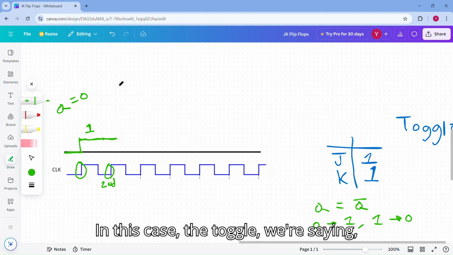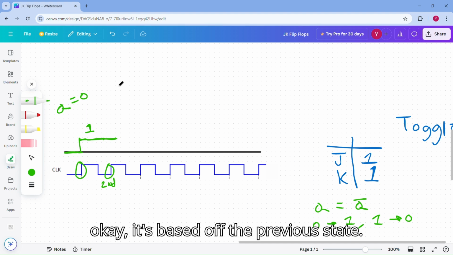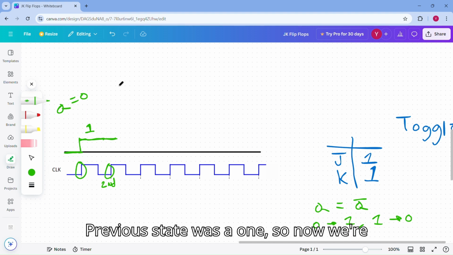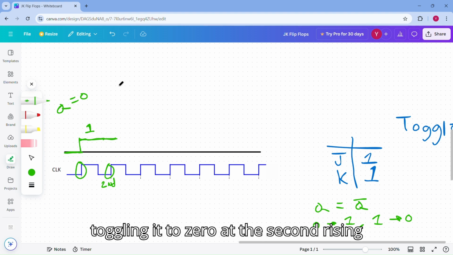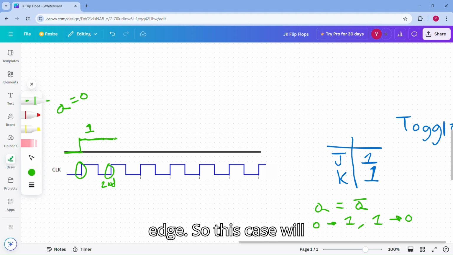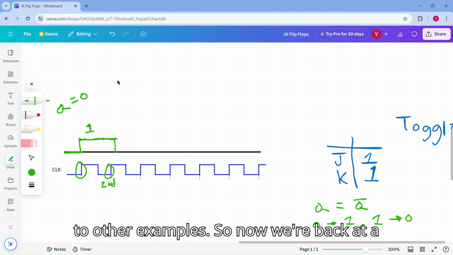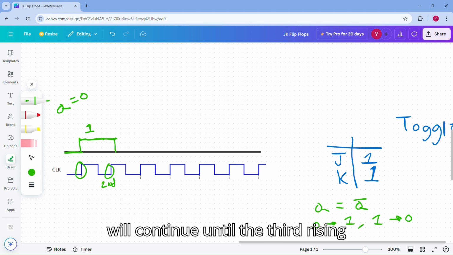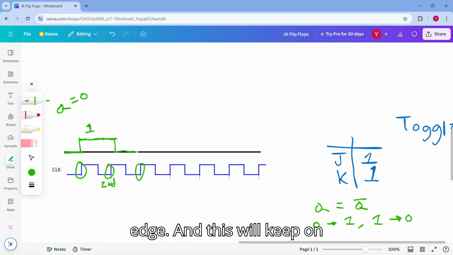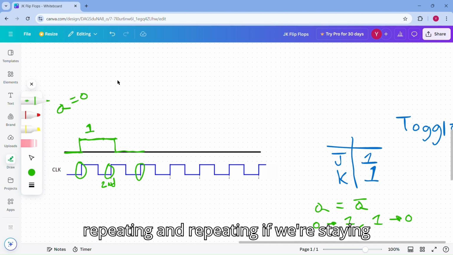In this case, the toggle, we're saying, okay, it's based off the previous state. The previous state was a 1, so now we're toggling it to 0 at the second rising edge. So this case will change as compared to the other examples. So now we're back at a 0 at the second rising edge, and this will continue until the third rising edge. And this will keep on repeating and repeating if we're staying in the toggle mode.